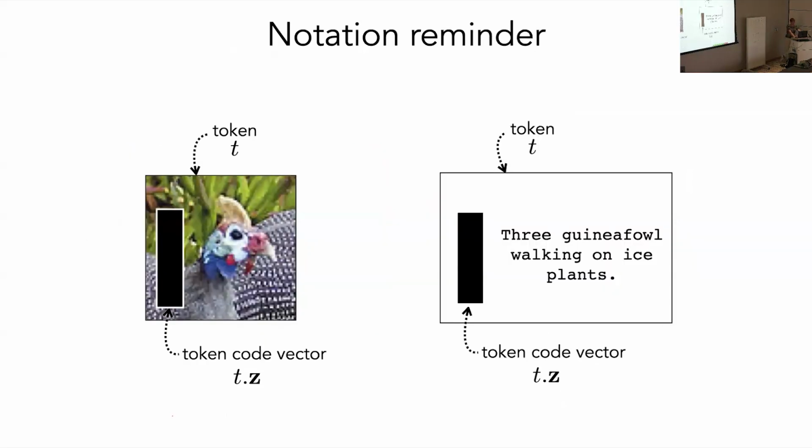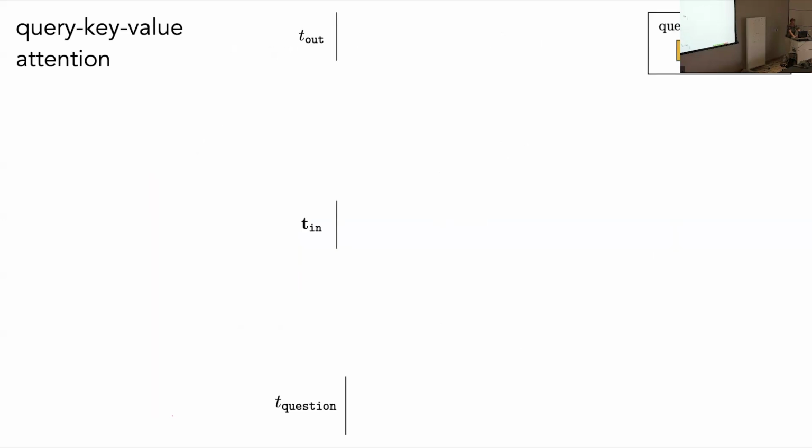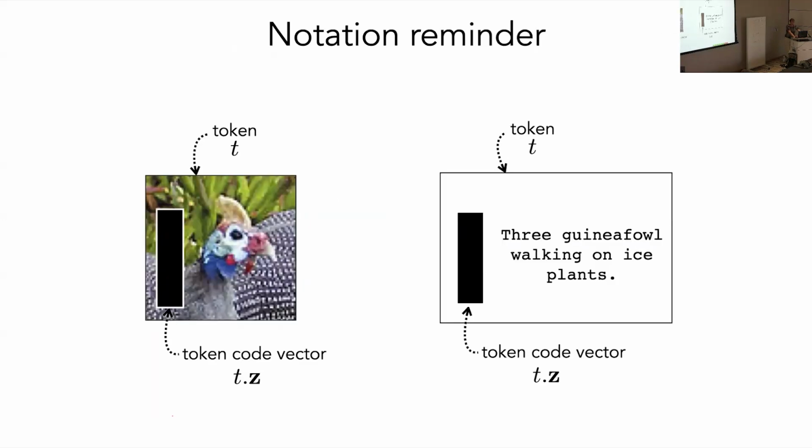So notation reminder, the token is T, this little vector, that's the representation, and we're going to use T point Z to represent that. So this is like the input of that little tiny neural network that you're going to use to get a representation for each patch, and this is like the output.